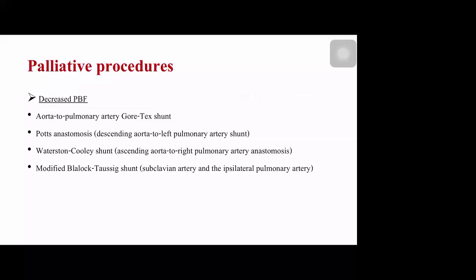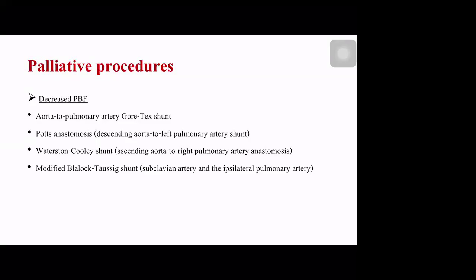Now coming to different types of palliative procedure. Palliative procedures are done before the definitive procedure because we have to go for single ventricular physiology in the long run, that is BD Glenn followed by the Fontan procedure. Prior to this BD Glenn and Fontan procedure, we have to perform some palliative procedure in the neonatal period. Now, palliative procedure can be performed in two ways, I mean, two types of patients.